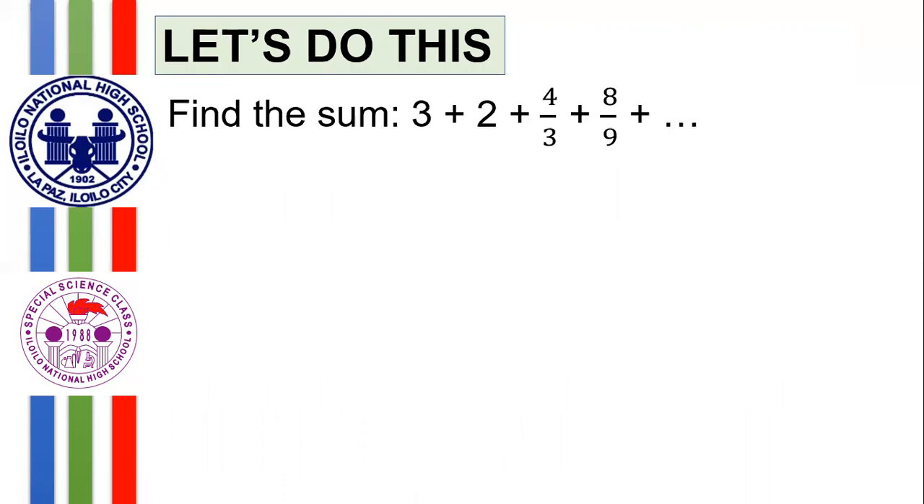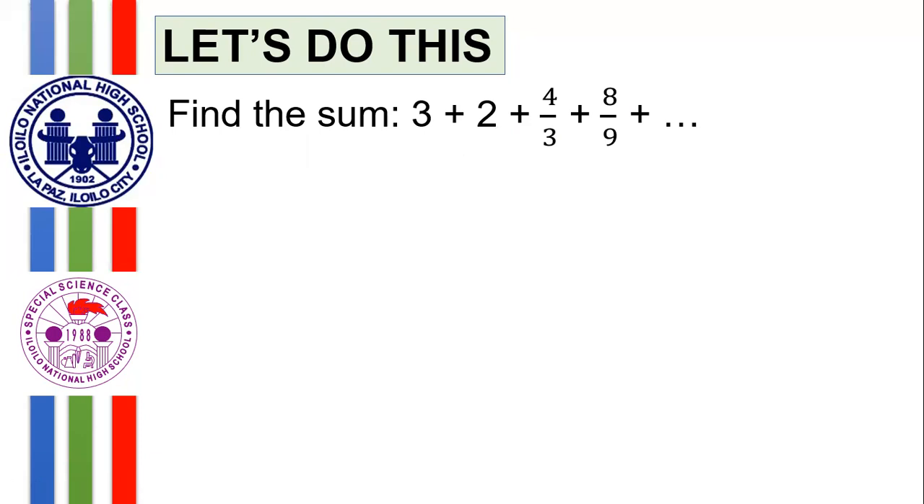Now, suppose I give you this. Remember, our topic is all about infinite converging geometric series. So ask yourself first, is this series geometric? You could verify with the help of your calculators. 2 divided by 3 is 2/3. 4/3 divided by 2 is 2/3. 8/9 divided by 4/3 is 2/3. So this is geometric.